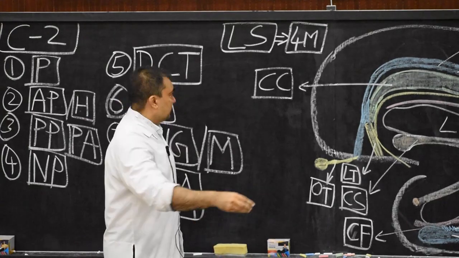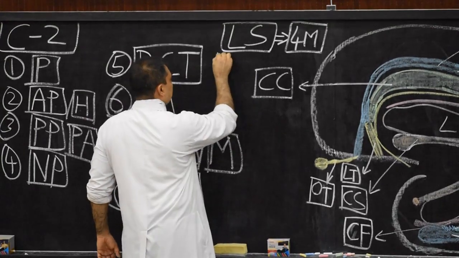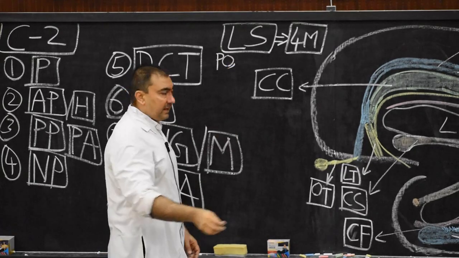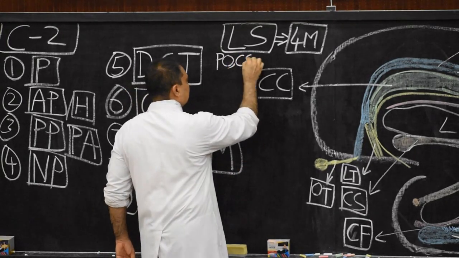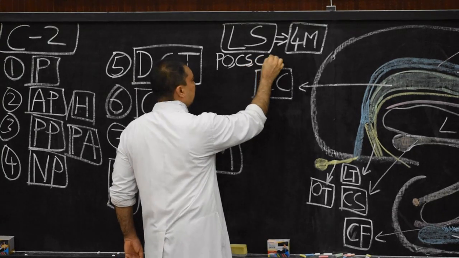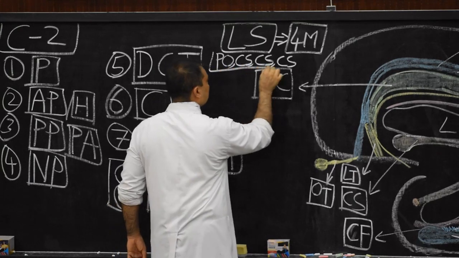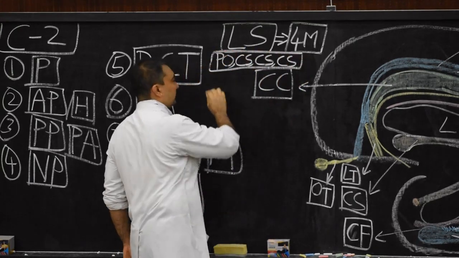in the 6th month, the remaining sulci will develop: the parieto-occipital sulcus, then the central sulcus, then the calcarine sulcus, and then the cingulate sulcus. This is very important. Please note it down.